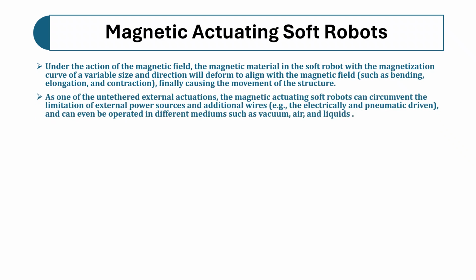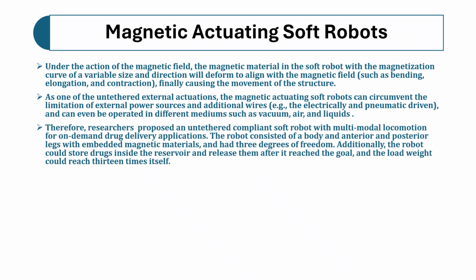Next, if we see the limitations of actuating soft robots, we can see the external power sources and the additional wires. Except for these, magnetic soft robots can even be operated in different mediums like vacuum, air, and liquids. Next, we know the researchers who proposed a compliant soft robot, a soft robot with multimodal locomotion, and it provides on-demand drug delivery applications.